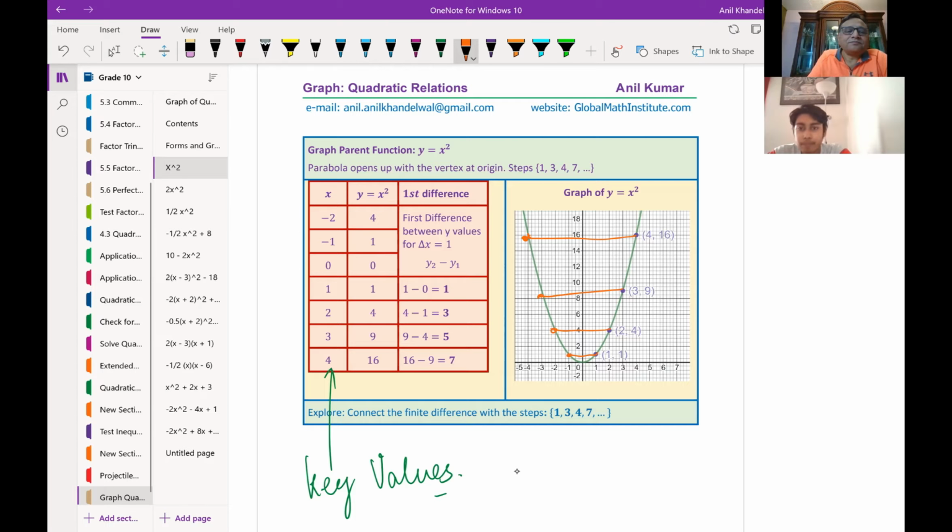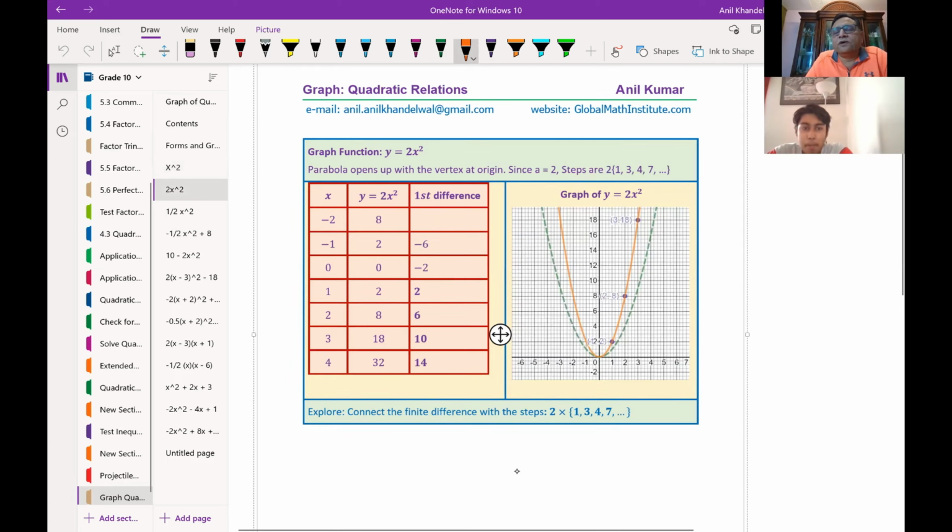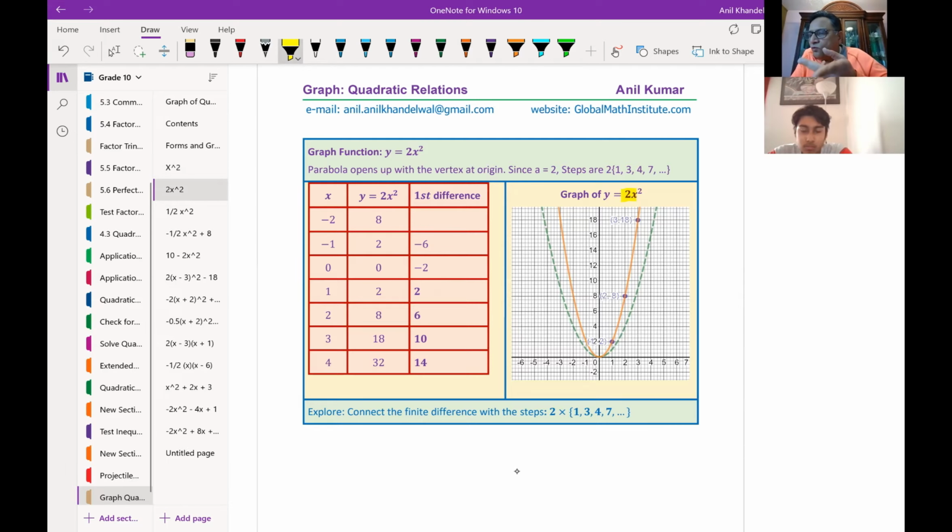Yes, sir. Now, if I do a vertical stretch, basically what really happens is that the graph gets vertically stretched by the factor a, which in this case is 2. So every point is getting stretched by that factor, and it moves upwards. As you've seen, it becomes narrower, right? Yes, sir. You will also notice the first difference, which was earlier 1, 3, 5, 7, is now 2, 6, 10, multiplied by 2.